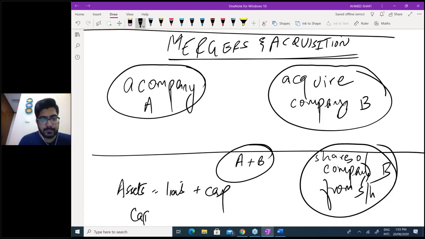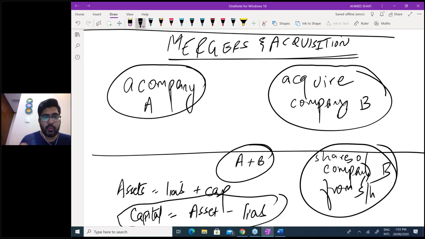So capital, equity is assets minus liabilities. Once you get this capital, this equity, assets and liabilities are all yours. So remember, if someone asks you that I'm acquiring company B, what should I acquire?